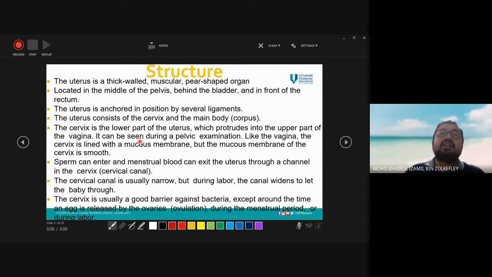Alright. Sperm can enter and menstrual blood can exit the uterus through a channel in the cervix. We call it a cervical canal. The cervical canal is usually narrow, but during labor, the canal widens to let the baby through. Saya cakap tadi lah. The cervix is usually a good barrier against bacteria, except around the time an egg is released by the ovaries during ovulation, the menstrual period or during labor. Because at this time, the cervical opening will be large. Okay, so it is susceptible to other microorganisms to enter and cause infection.